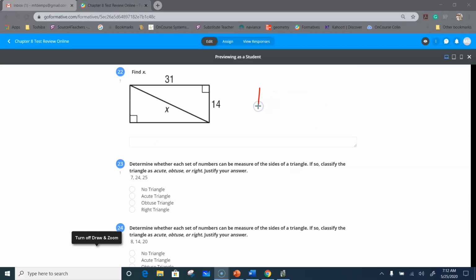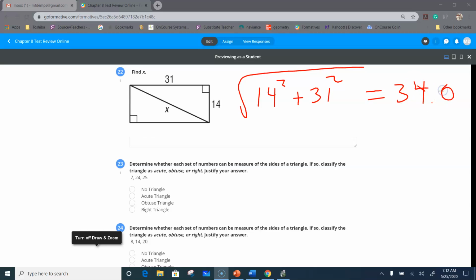So here I have 14 squared plus 31 squared, and if I'm still rounding to one decimal place, I think this is just 34.0. Or you could just say 34. You don't have to put the 0.0 there. Hopefully my solution key, I'll have both of those.